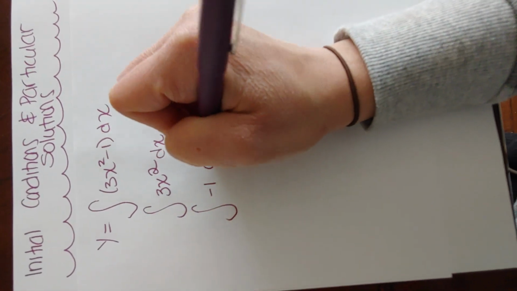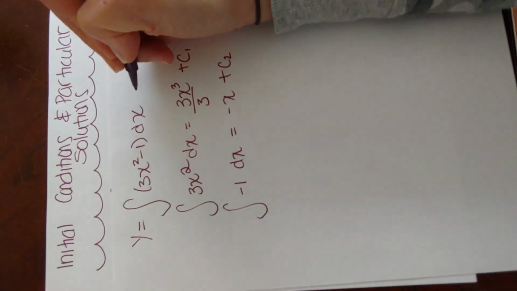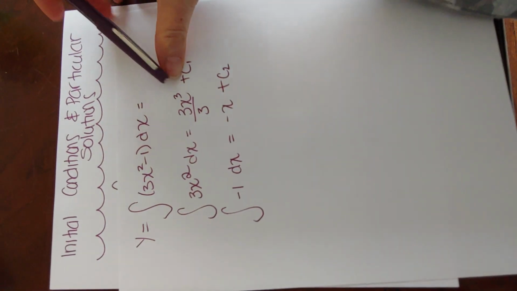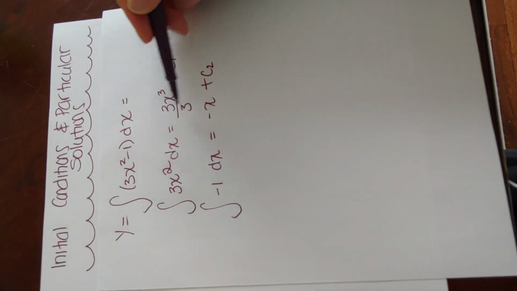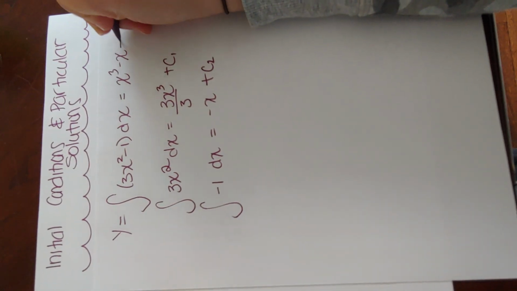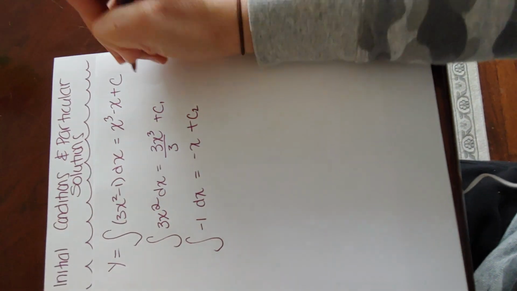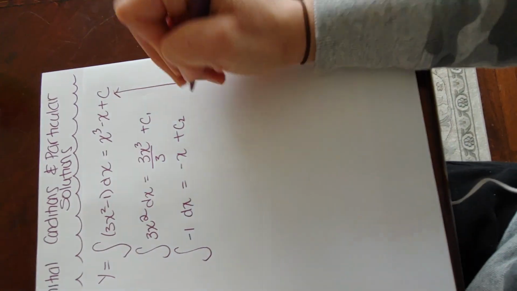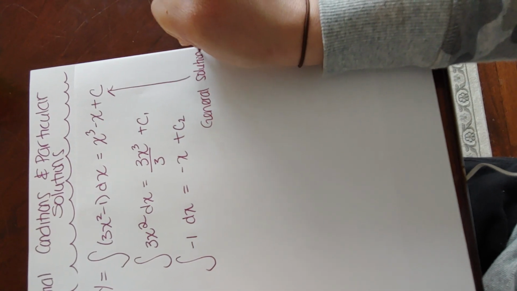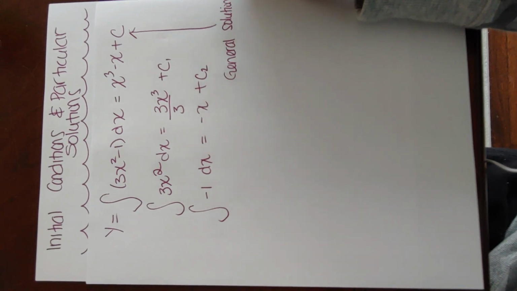Integrating -1 with respect to x gets me -x plus some constant. So my indefinite integral of 3x squared minus 1 is 3 divided by 3 is just 1, so this is x to the third minus x plus some constant. All right, so this right here is your general solution. And this is your general solution because this is going to work for various different values of c.